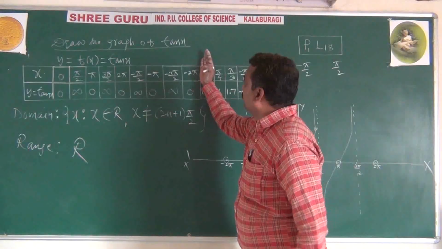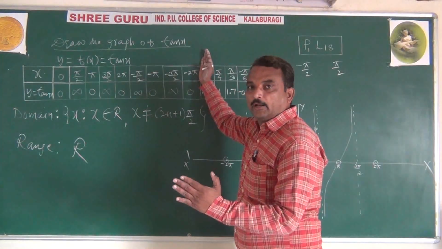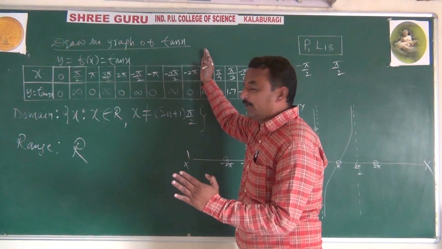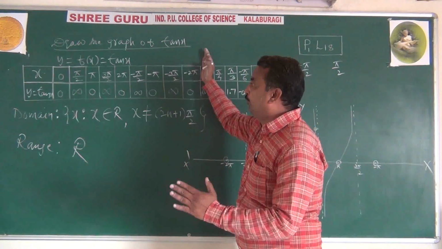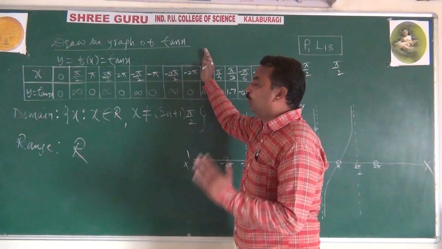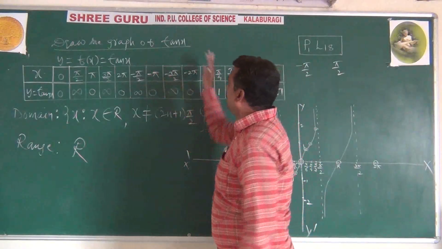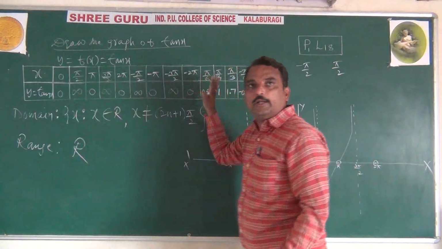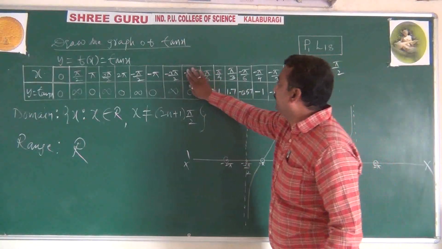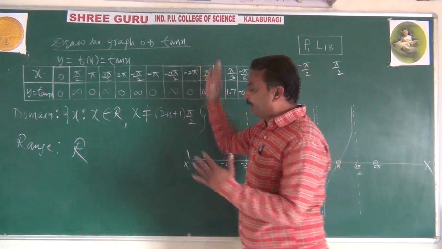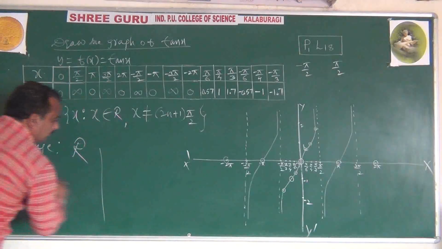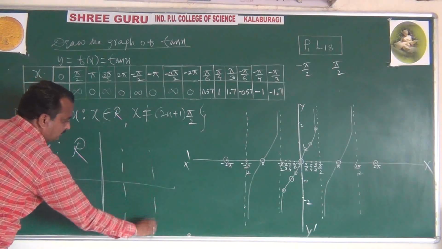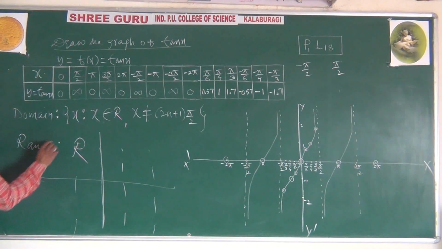particular standard intervals: pi by 2, 90 degrees, 180 degrees, 270 degrees. Those standard intervals I have taken: 0, pi by 2, pi, 3 pi by 2, and the negative values of these. Here I am getting only the values 0 and infinity. All the values we are getting are infinities. So I have taken the interval 0 to pi by 2.